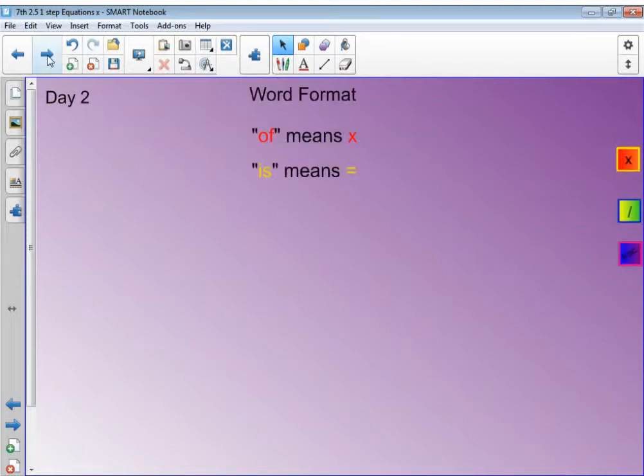Now we're going to work with some word format, converting them into algebra, and then working through those equations just like we did. Okay, so in math, when we see the word "of" in a word equation, it means to multiply. So when we see the word "is," just like when we added and subtracted, it means an equal sign.